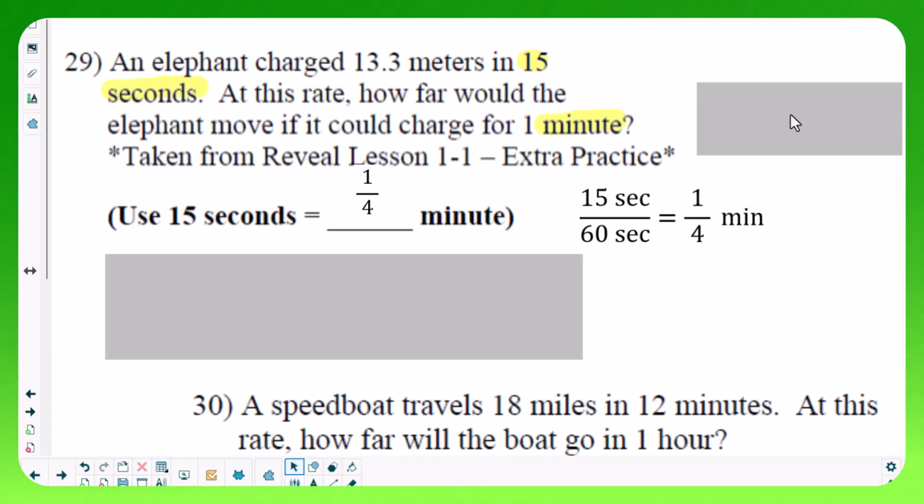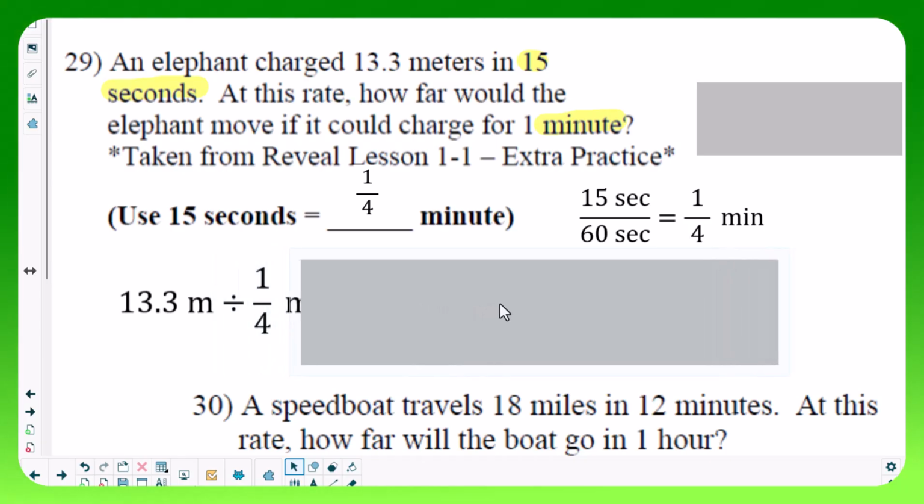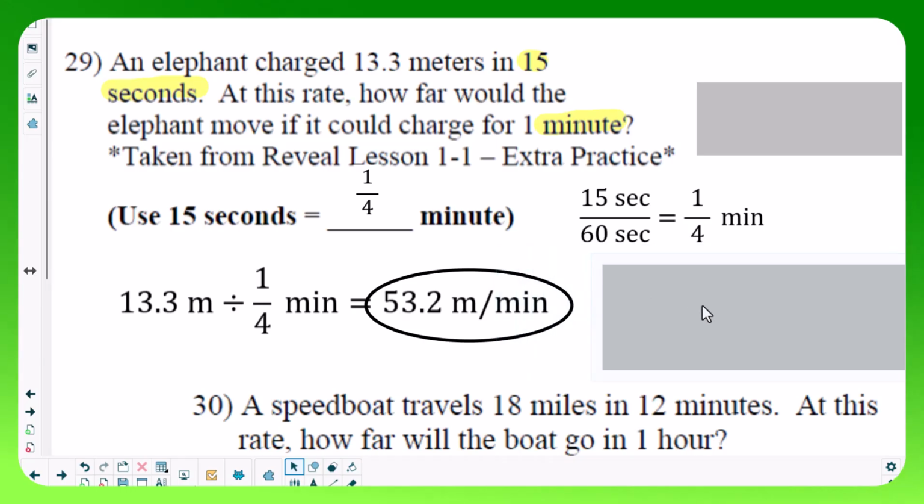None of the measurements are super crazy, but basically we want to start with 15 seconds is the time period that's given out of 1 minute, which is 60 seconds, and that's going to be 1/4 of a minute. So to find the speed in meters per minute, we want to keep in mind that this 15 seconds is now equal to 1/4 of a minute. We can take 13.3 meters and divide that by 1/4 of a minute. When we do that, we end up getting 53.2 meters per minute.